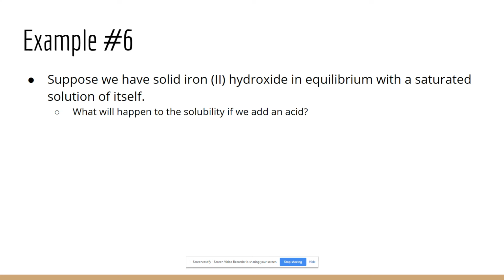Pause here. I'm going to wait about 5 seconds and say the answer out loud. If I add an acid to this, it will react with the hydroxide ions and it will produce water. That is going to remove a product which, according to Le Chatelier's principle, will shift the equilibrium over to the right, which will increase the solubility of iron(II) hydroxide.